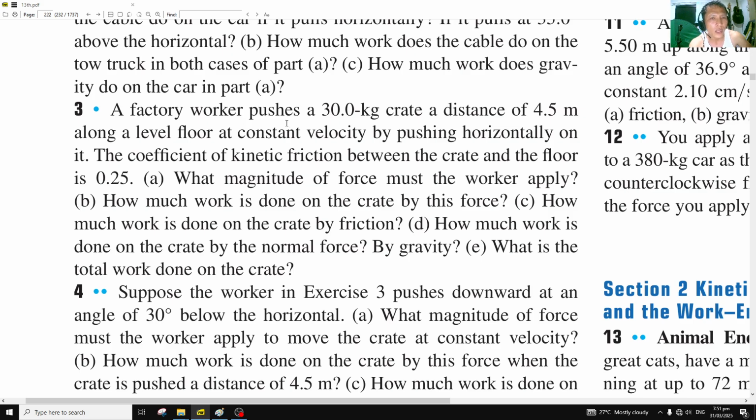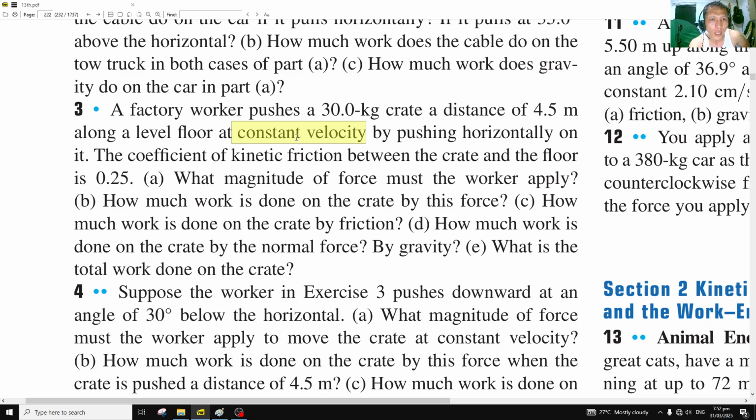Anyway, a factory worker pushes a 30 kilogram crate a distance of 4.5 meters along a level floor at constant velocity. So actually, this word is important because we can understand that applying your summations of forces will be equal to 0. Again, law of inertia. Law of inertia, you can have a velocity but that is constant. While your law of acceleration, of course, your summations of force would have an acceleration if there is a net force for that. An acceleration would be created.